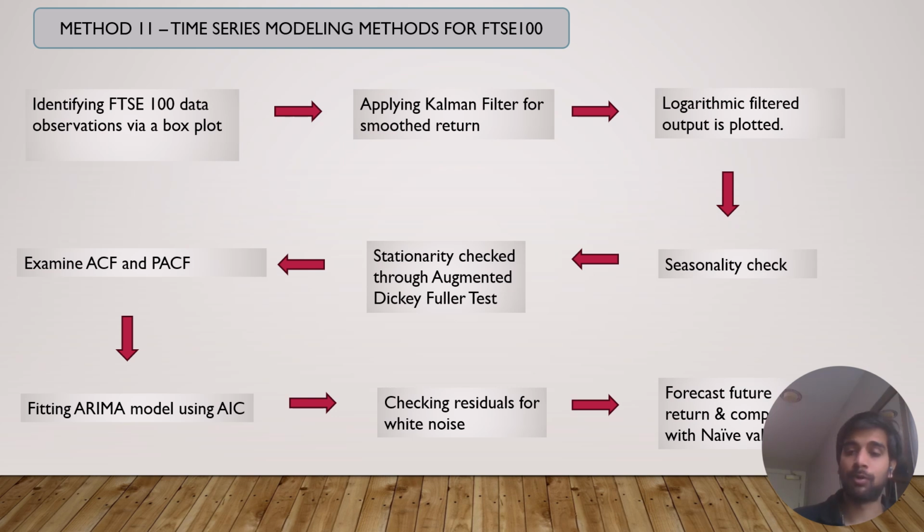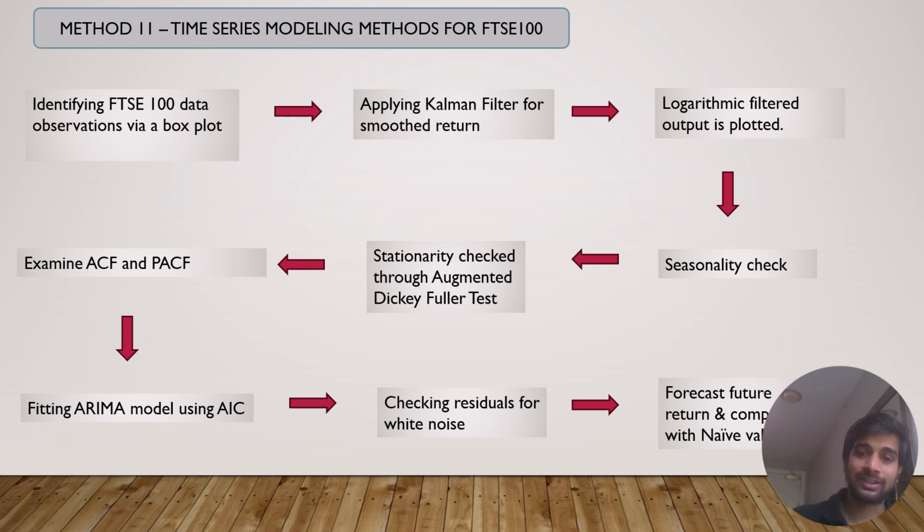So firstly, we plot a box plot in order to find the outliers present in the data. Then we apply the Kalman filter for smoothed returns in order to reduce the impact of the outliers. Thirdly, the logarithmic filtered output is plotted, showing how my Kalman filter output is presented with respect to the earlier values. Then there will be a seasonality or trend analysis.